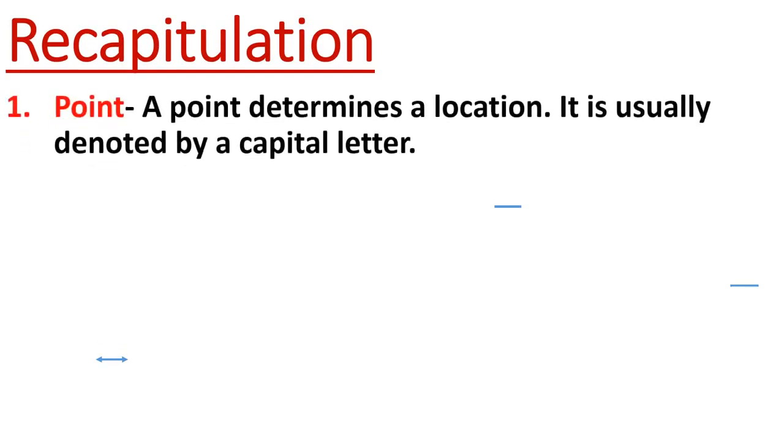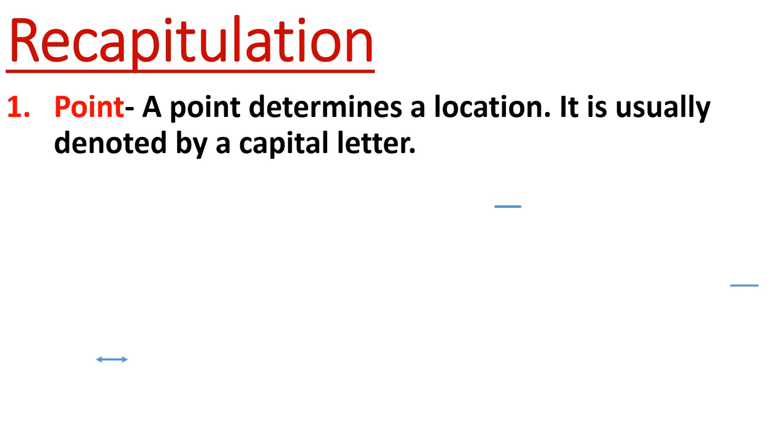The first thing that we have learned is about a point. What is a point? A small dot marked by a sharp pencil on a sheet of paper is an example of a point. A point determines a location. Point tells us the location, and it is usually denoted by a capital letter.